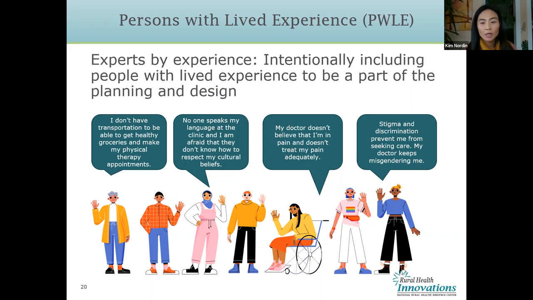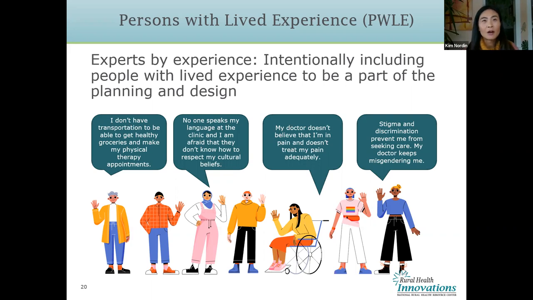So let's say you want to work on a project to increase food nutrition for the Hispanic, Latino, Latinx population in your community. You want to learn what that population experiences as barriers to eating healthy foods. So for example, you might think, we'll hold a class on Thursday afternoons to teach people how to prepare a healthy meal. Then you talk to the person with lived experience and you discover actually a lot of people are migrant workers at the local factory and they can't take time off work.